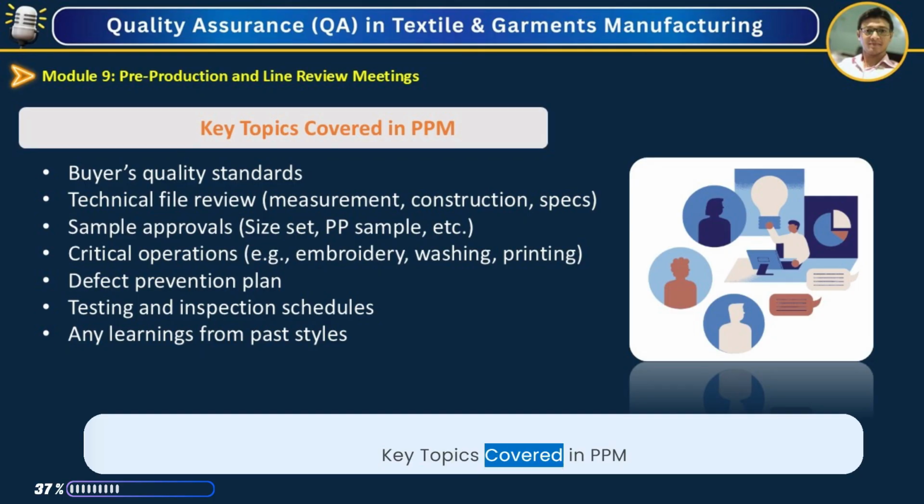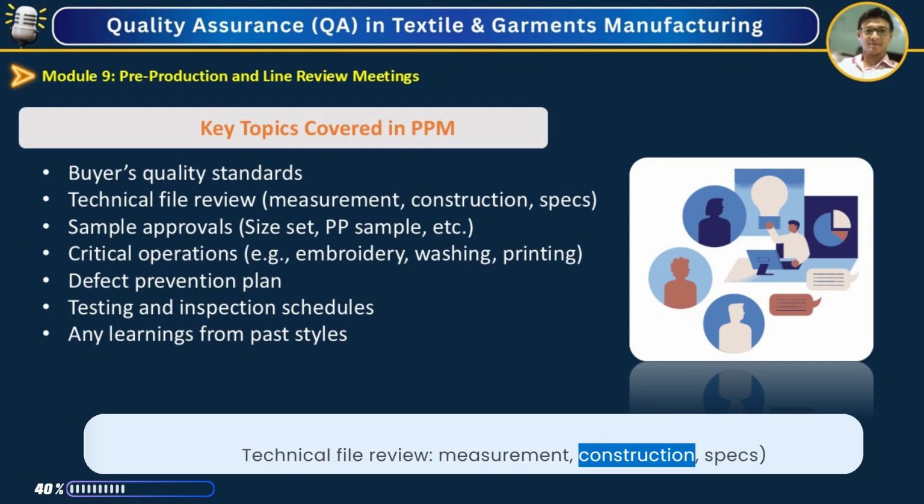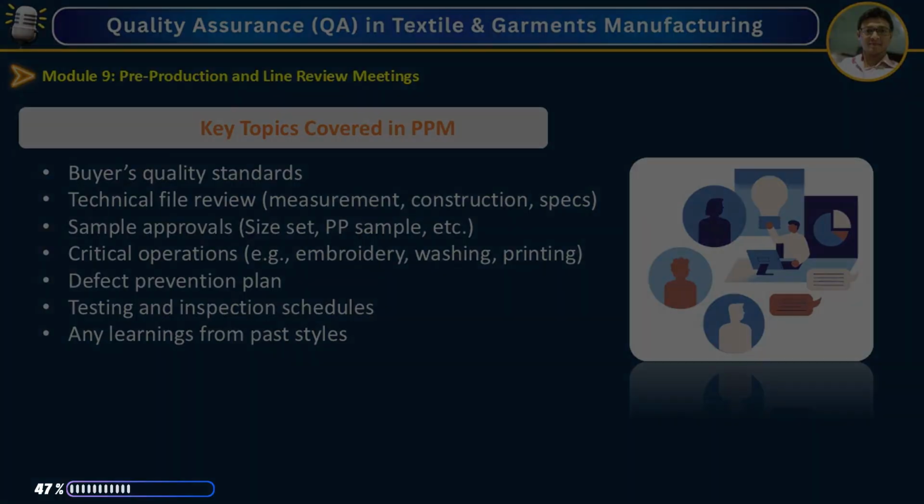Key topics covered in PPM: buyer's quality standards, technical file review, measurement, construction, specs, sample approvals, size set, PP sample, etc. Critical operations: embroidery, washing, printing. Defect prevention plan, testing and inspection schedules. Any learnings from past styles.